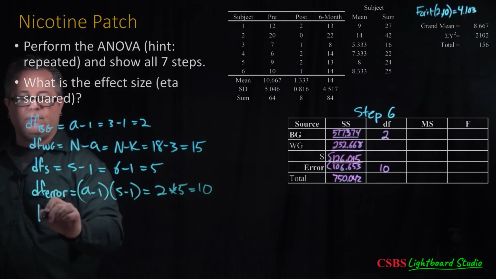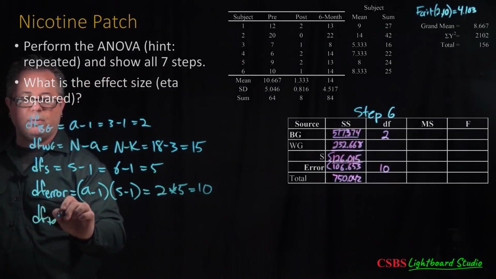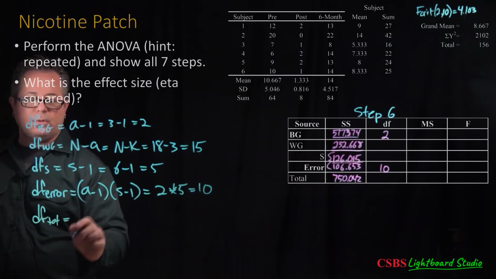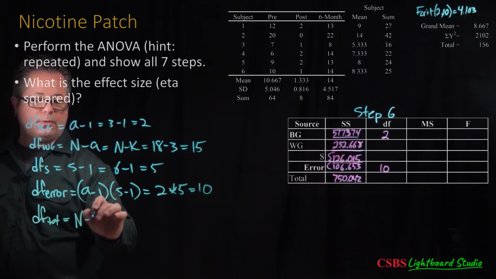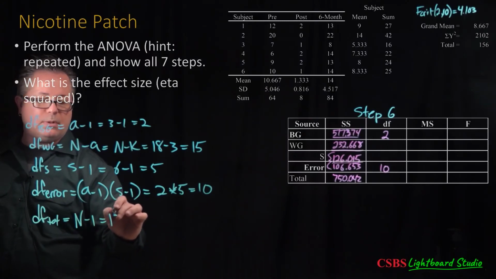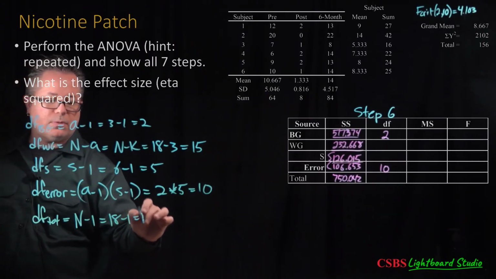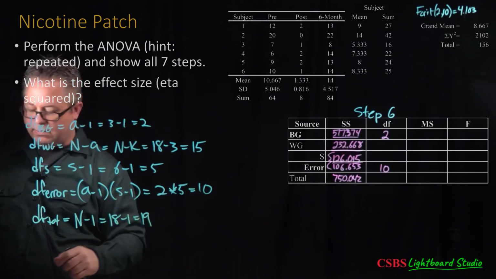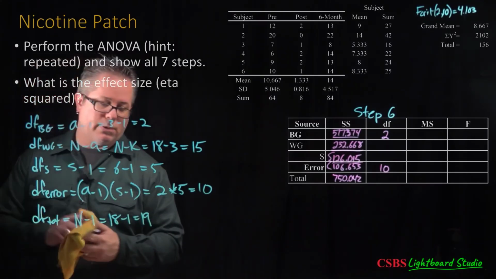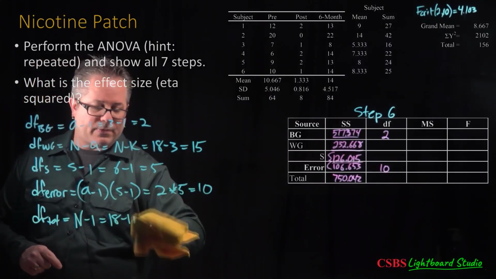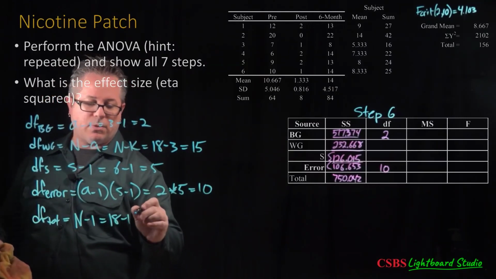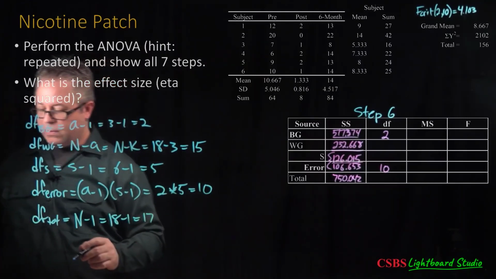And then degrees of freedom for total equals big N minus 1, which is 18 minus 1 equals 17. All right.